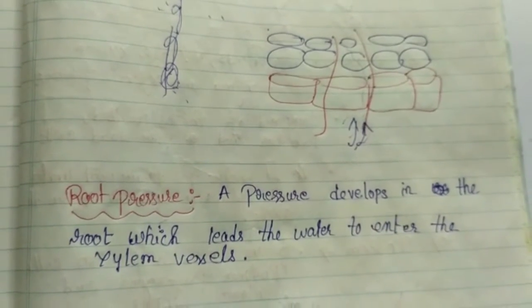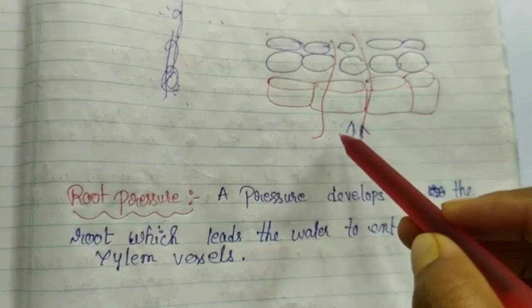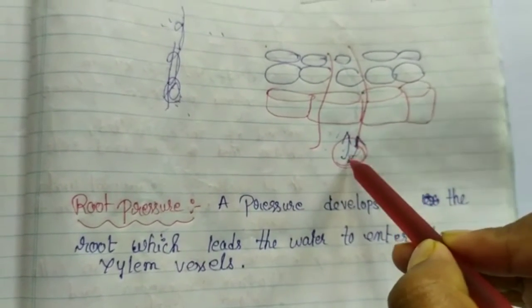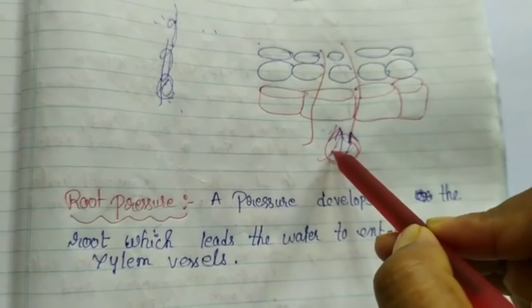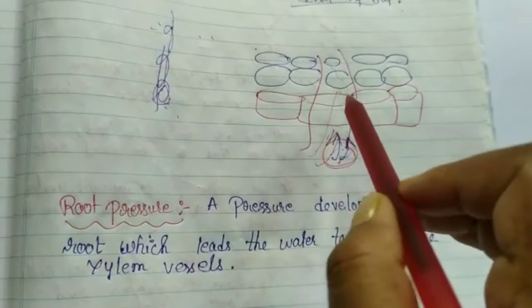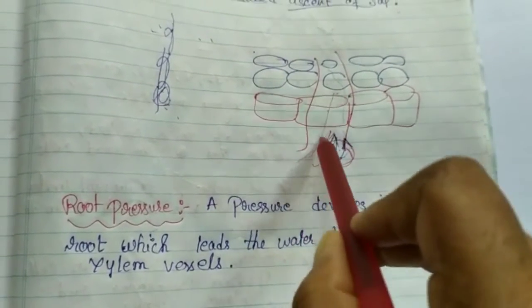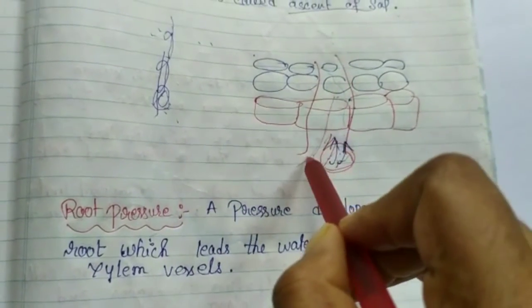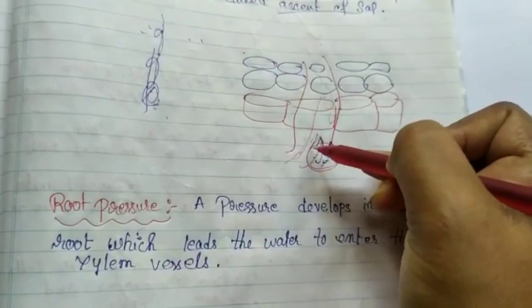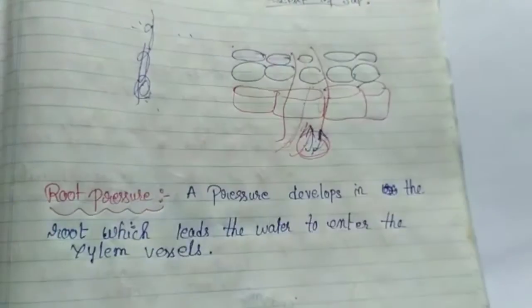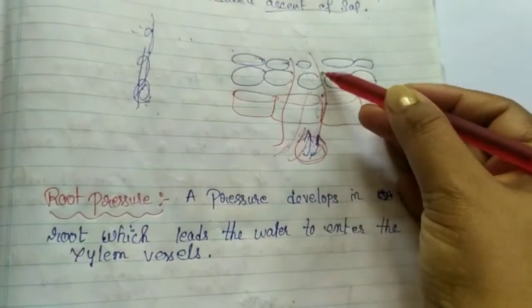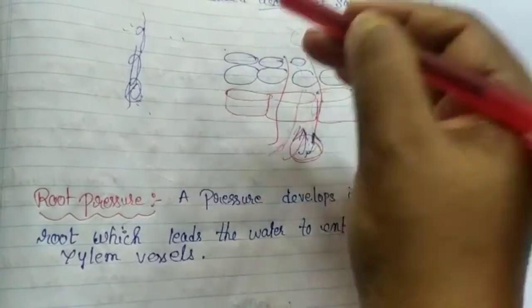Now, what is root pressure? It is a pressure developed in the root due to the continuous inflow of water, which helps in pushing the plant's sap upwards. Due to this pressure, water enters the xylem vessels and passes through the cortex cells of the root by cell osmosis. Thus, root pressure is very important because it helps in the transportation of water and minerals to the xylem.